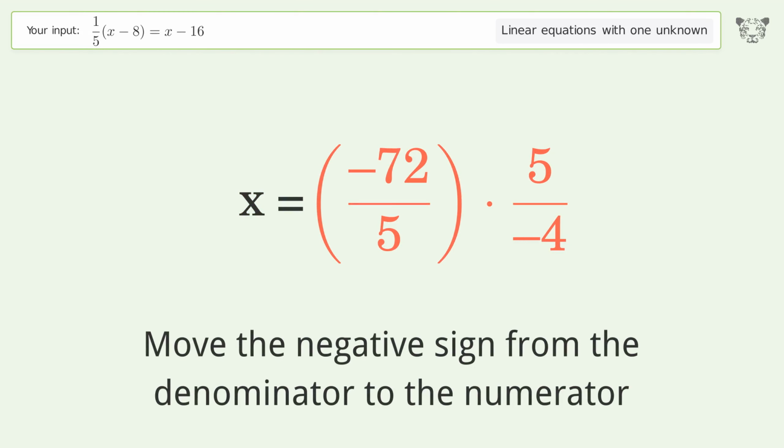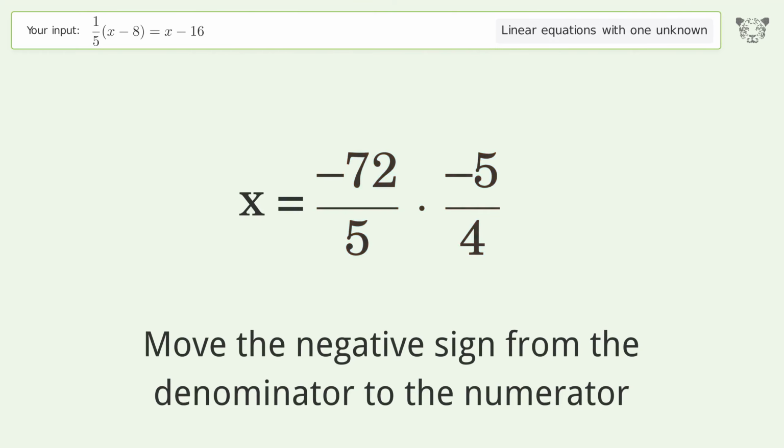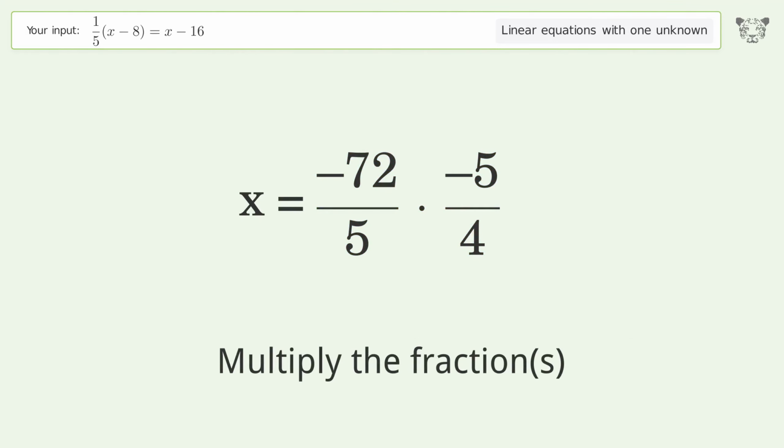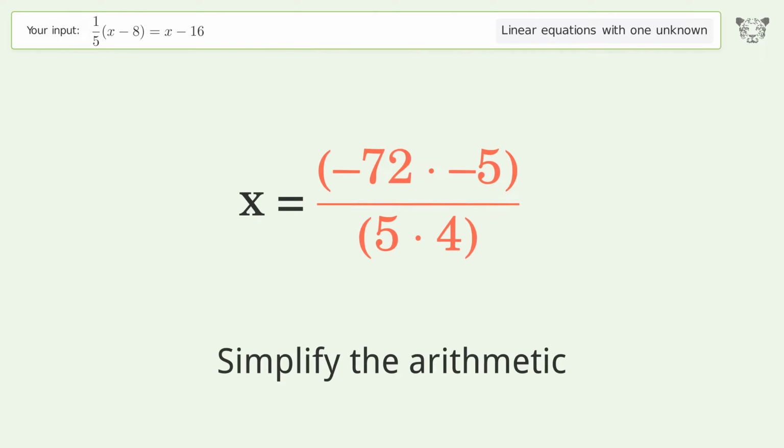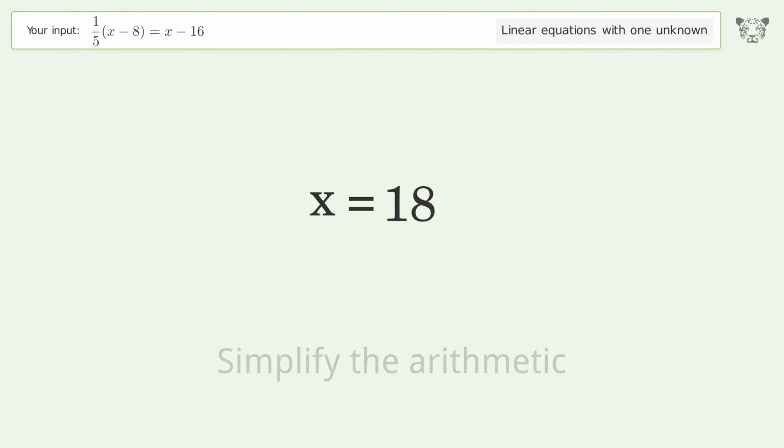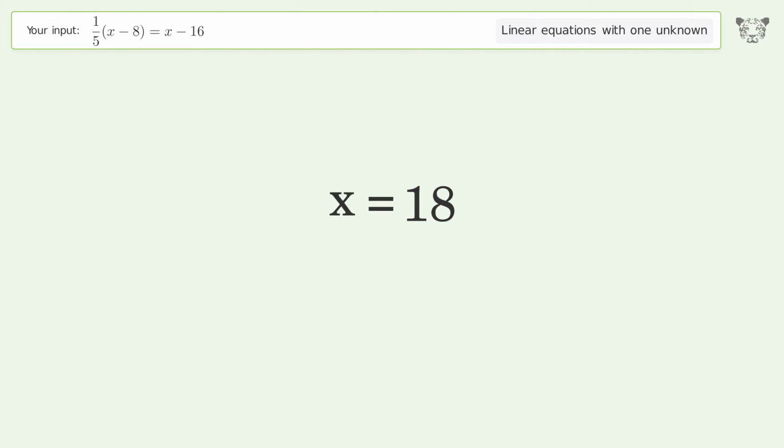Move the negative sign from the denominator to the numerator. Multiply the fractions. Simplify the arithmetic. And so the final result is x equals 18.